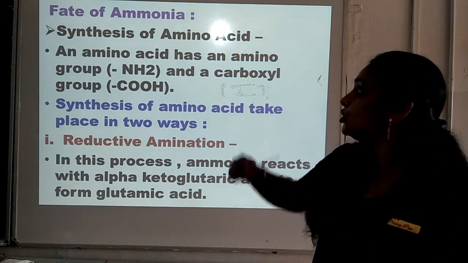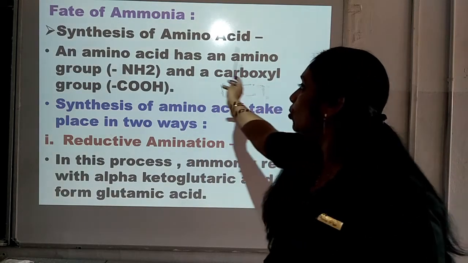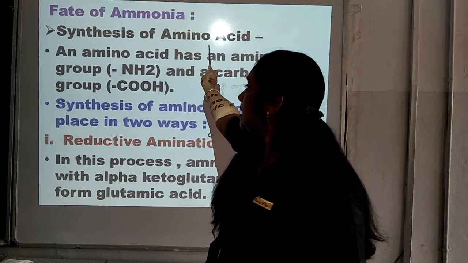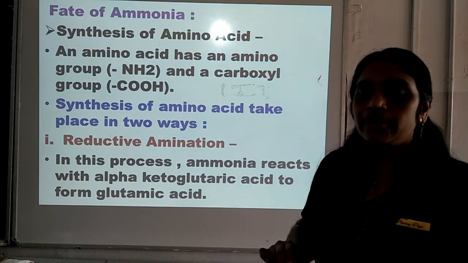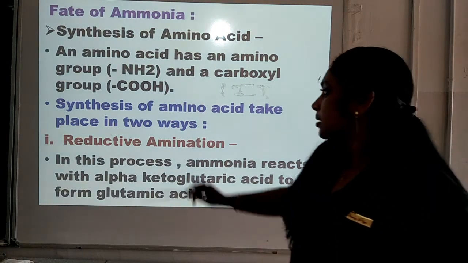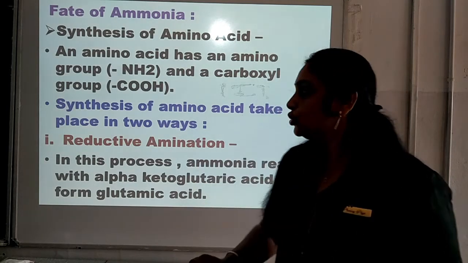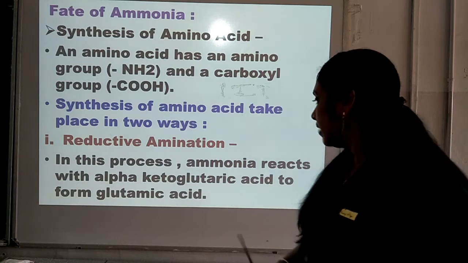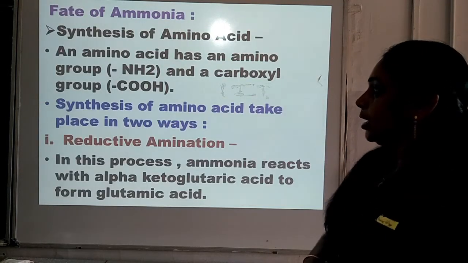Ammonia is converted to amino acid, and amino acid has an amino group and a carboxyl group, or we can say an acid group. The synthesis of amino acid takes place in two ways. The first one is reductive amination and the second one is transamination.